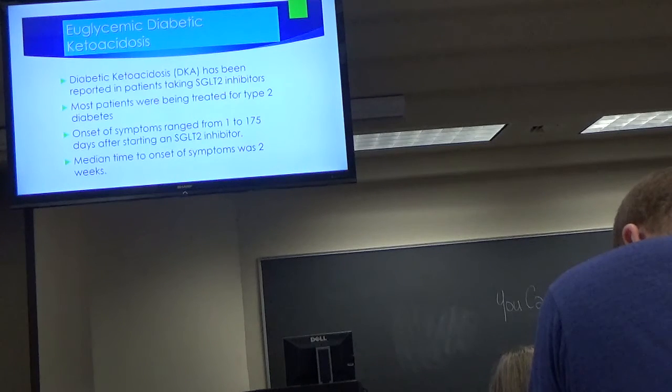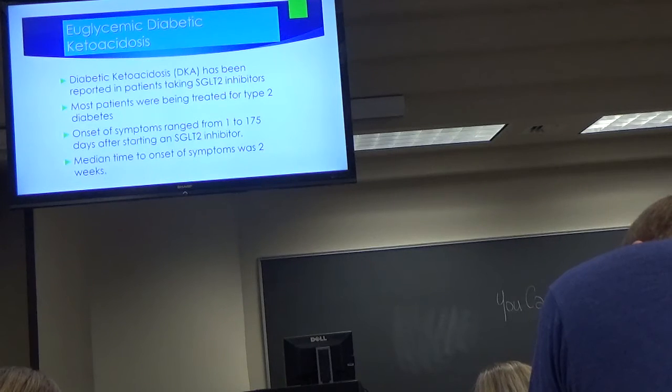So in most people, we usually see this in people with type 1. And we usually see it when their blood sugars get really out of control, like 400 or 500. This is atypical in that these people usually are developing DKA at levels of around 200 blood sugar. They also are not insulin deficient, which is really odd. And the symptoms usually start early, and it shows you there the mean onset was about 2 weeks.